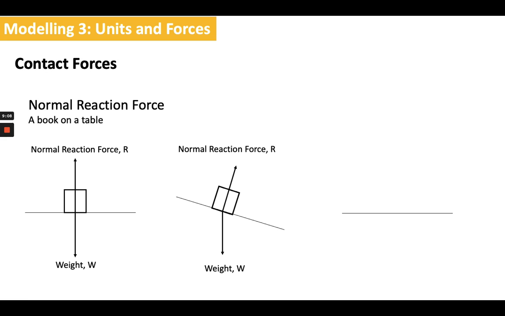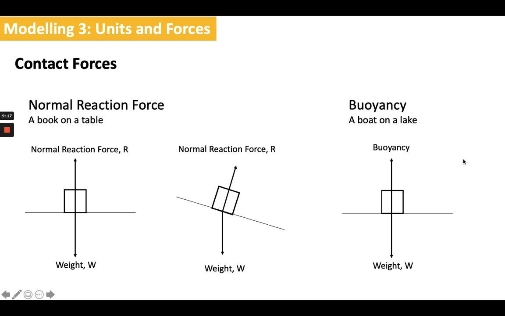The second of my contact forces is buoyancy. Buoyancy, for instance, a boat on the lake, could look a little like this. A very similar diagram. If I have a lake here and I have a boat on that lake, there is a weight going downwards, but there is a buoyancy pushing upwards. Again, that buoyancy will disappear once that boat is no longer in contact with the lake. So buoyancy again is a contact force. It is a result of the contact between this boat and this lake.